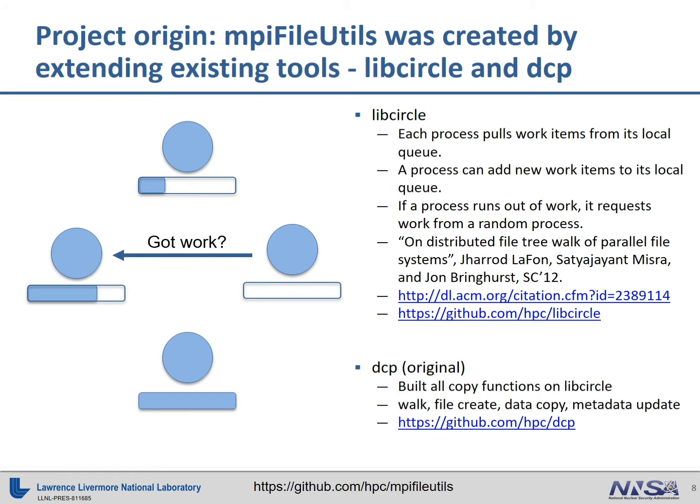Then they built DCP on top of that, where they implemented all the functionality you need to do a copy on top of libcircle. From walking the source directory, to doing the file creation for the destination, actually doing the data copy for the destination files, and then finally doing the metadata updates on the files. All of this was happening asynchronously. We changed that as we got mpiFileUtils going, but this served as the basis for the project.